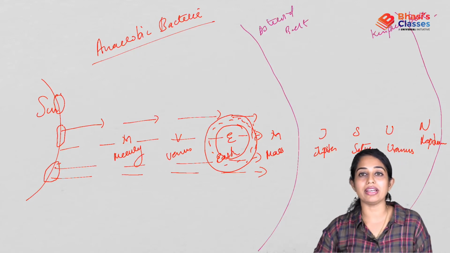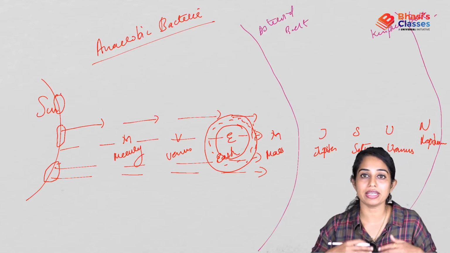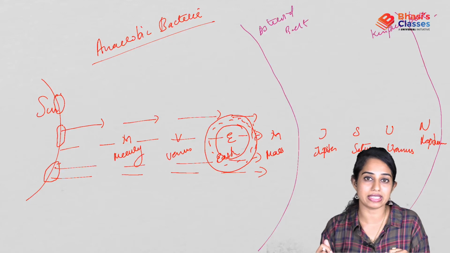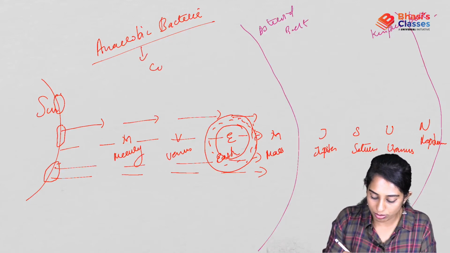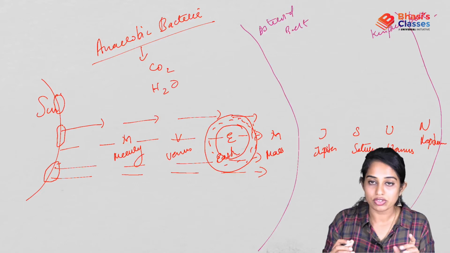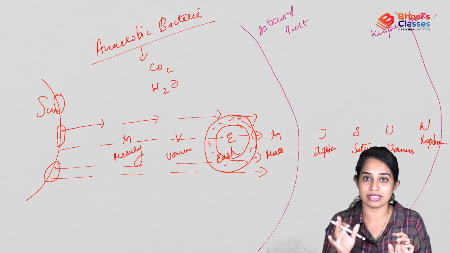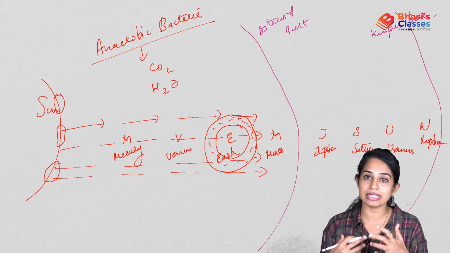So what is the peculiarity with respect to anaerobic bacteria? Anaerobic bacteria is a bacteria or living organism which does not need oxygen to live. So at that time Earth had only carbon dioxide and water, so there was no oxygen. With that, these bacteria started evolving. So they started breathing and then living.